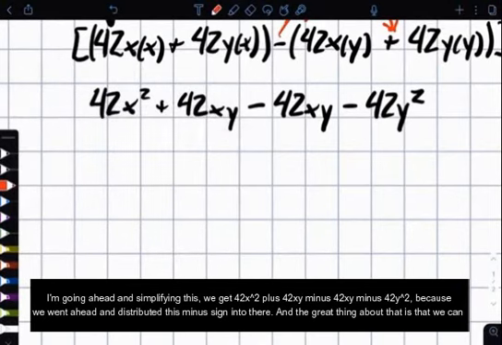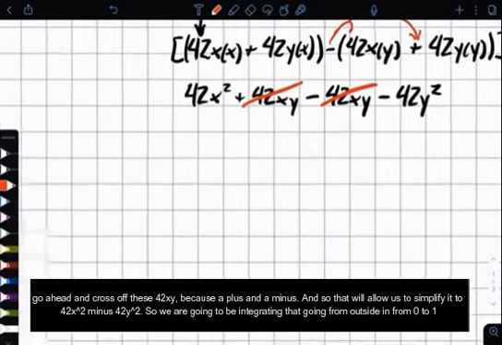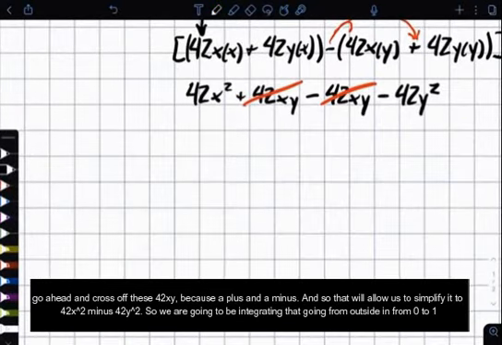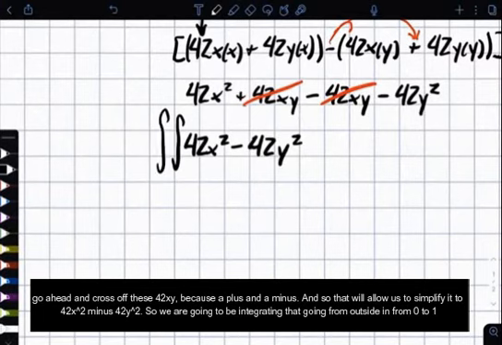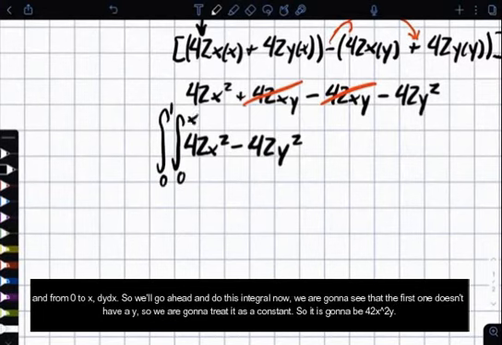The great thing is that we can cross off the 42xy terms, because there's a plus and a minus. That simplifies to 42x squared minus 42y squared. We're going to integrate that, going from outside in, from 0 to 1, from 0 to x, dy dx.